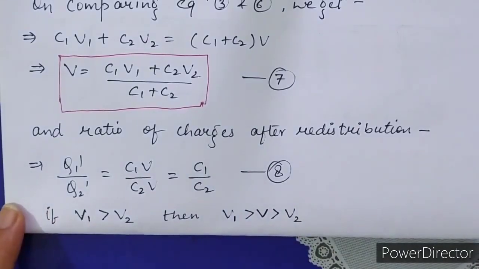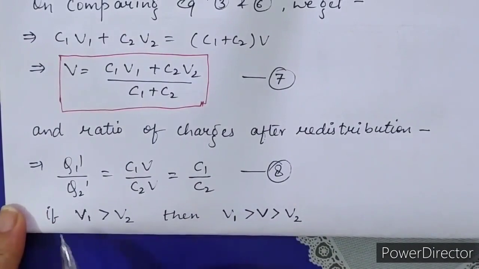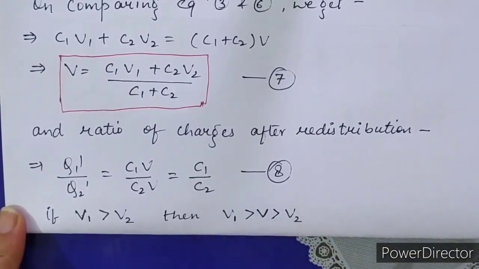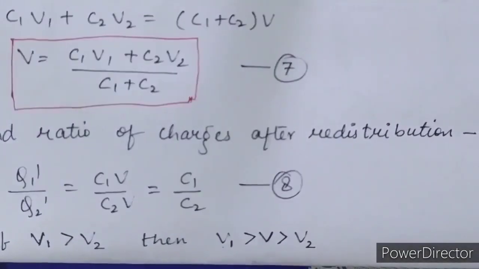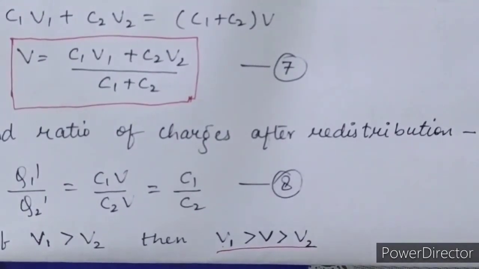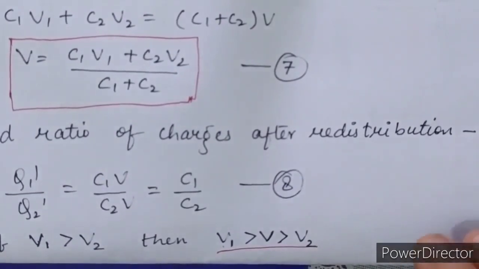Equation number 8. Now we are taking a case where V1 potential is greater than V2. This means the common potential after the connection of the conducting wire is less than V1 but greater than V2. We are applying this condition because due to this only we can easily calculate the change in the potential. So V1 is greater than V2, and the common potential V will be less than V1 and greater than V2.